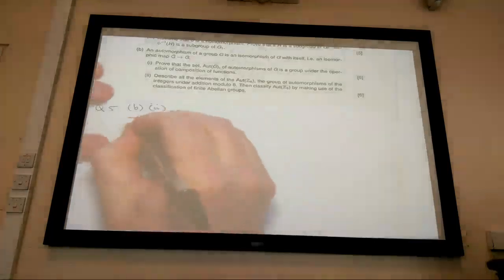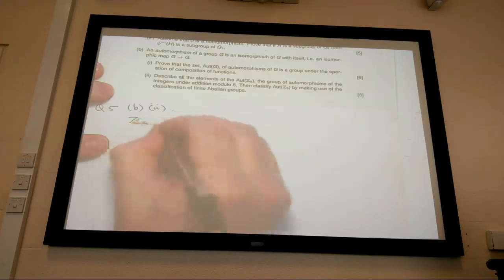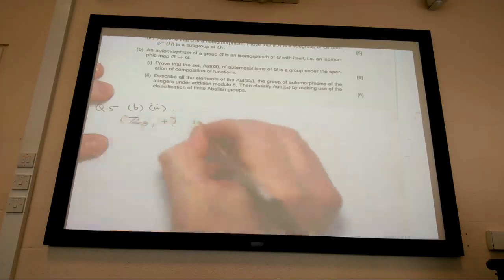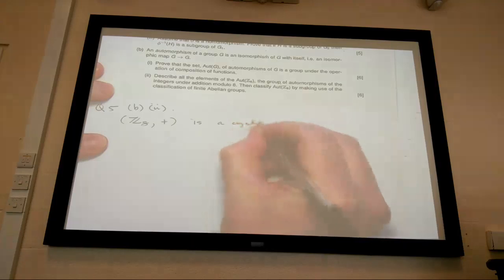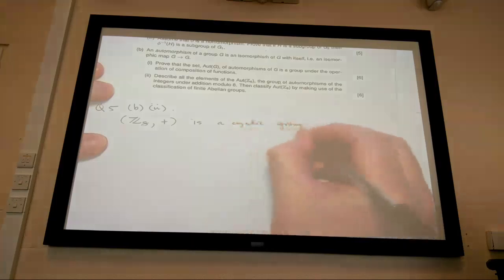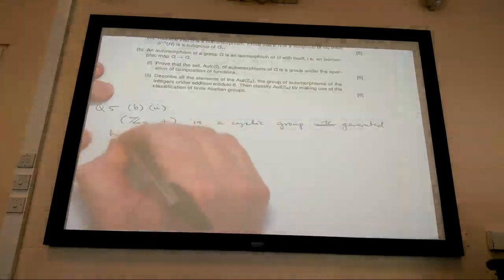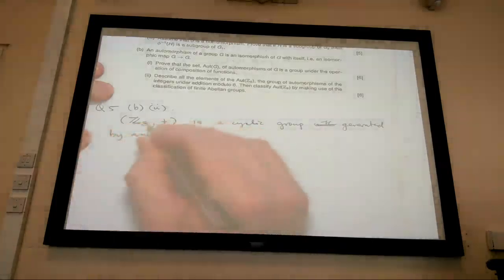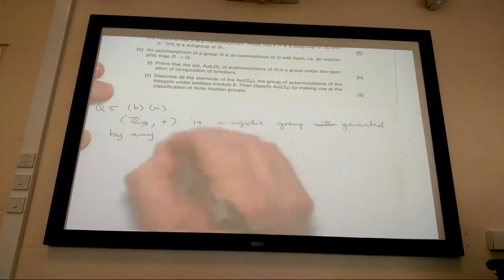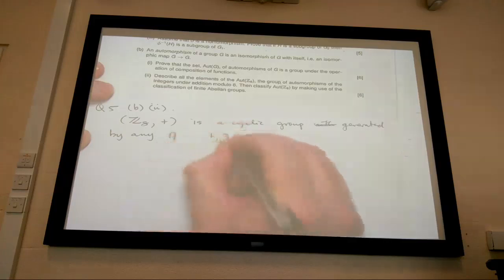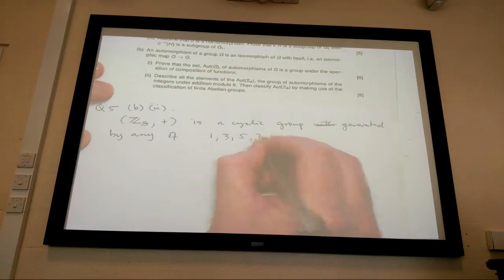Remember, we made the observation that Z8 under addition is a cyclic group. It's generated by any element coprime to 8. So 1, 3, 5, or 7. So it's four generators.